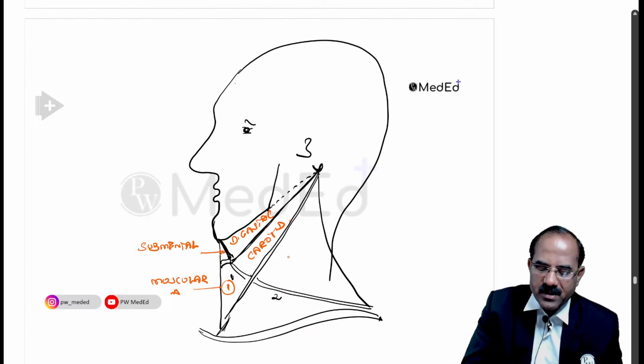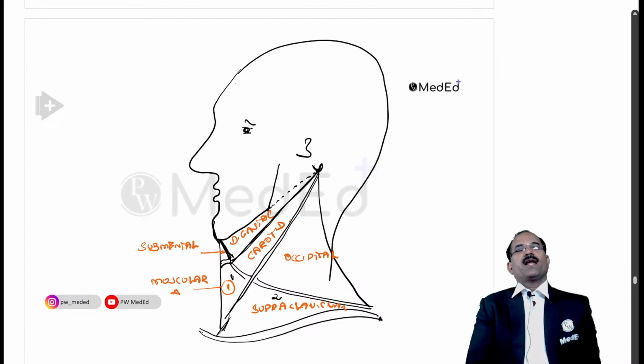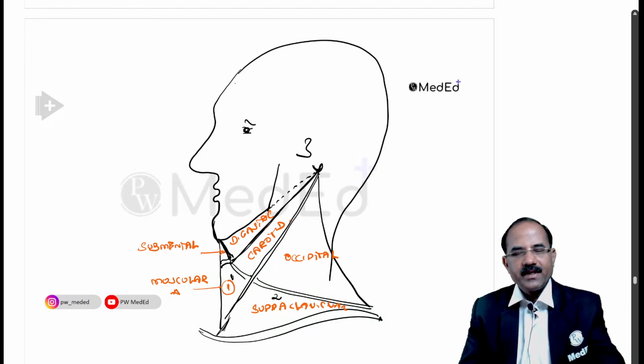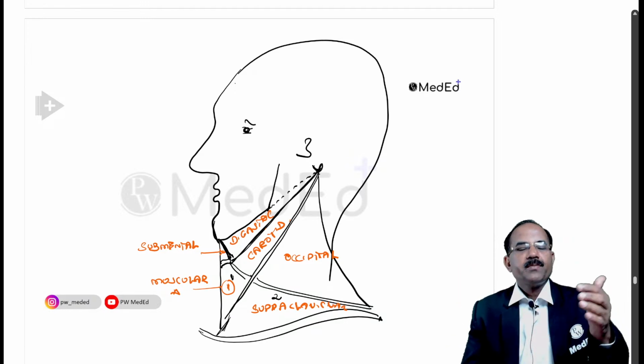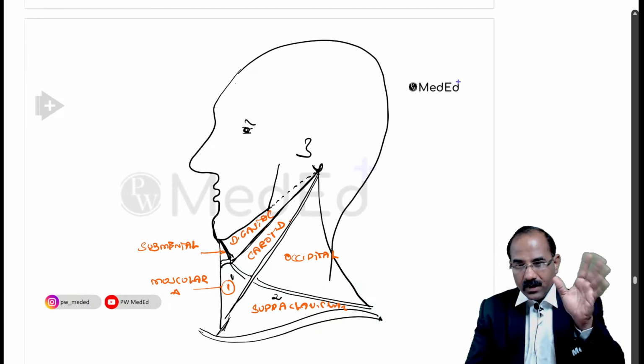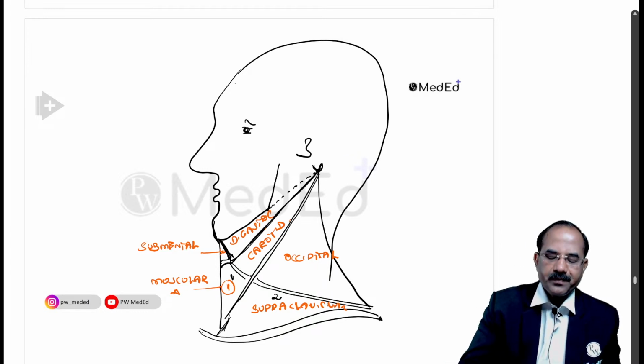What are the parts of the posterior triangle? What is this triangle? Occipital, and this one? That's a supraclavicular triangle. Posterior triangle is further divided into 2 parts: one is the occipital triangle, and the other one is the supraclavicular triangle. Remember all this, students. This is very important. I'll just name the muscles for you.